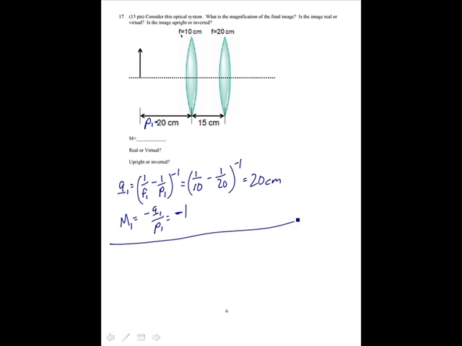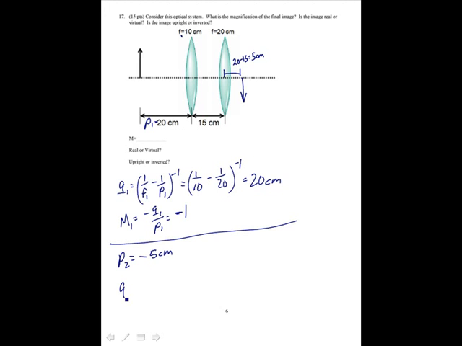Do the same thing for the second lens. Although now my first image is right there, and this distance is 20 minus 15, so it's 5 centimeters. But it's on the right side of the lens, which is opposite the side from where the rays are coming from, or opposite the side from the way the original object was. So that object distance, rather, is negative 5 centimeters.